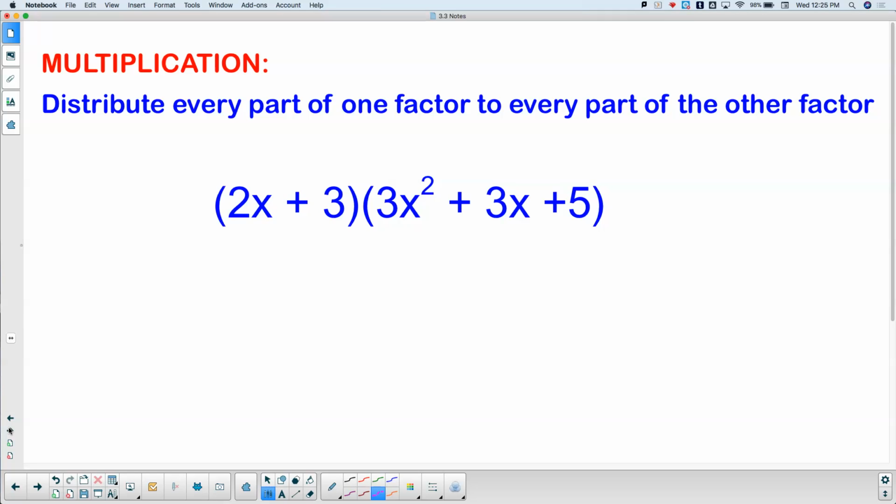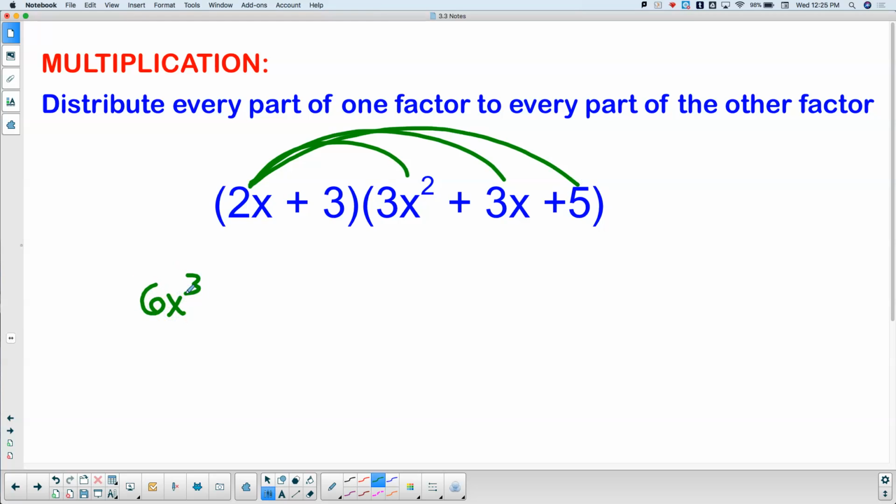Now, when I'm doing more complicated ones like this, let me show you a little shortcut. Makes it a little easier. Takes up a little more space, but makes it nice and easy for you. So, off the start, I'm going to take this 2x and I'm going to distribute it into those terms. So when I do that, I get 6x cubed plus 6x squared plus 10x.